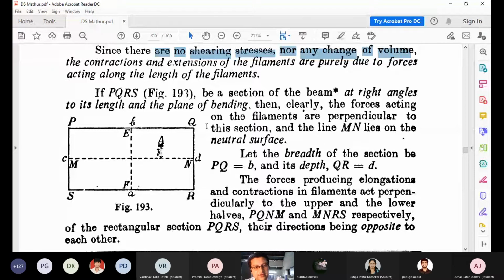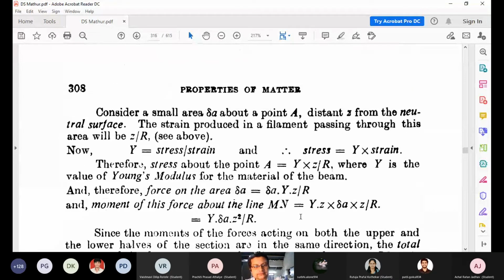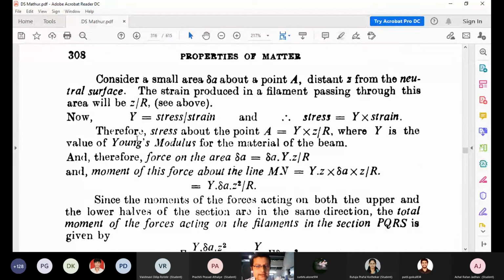So I'm talking about this particular rectangular cross section we consider, and the forces which are perpendicular to this section, but these forces get balanced in the upper portion, that is PQNM, and the lower portion we call MNRS. And their force directions should be opposite, as we already mentioned here. That's the contraction and the extension. So the upper portion is extended and the bottom portion is contracted, but these forces should be equal and opposite to each other. So I hope you understand that particular figure.